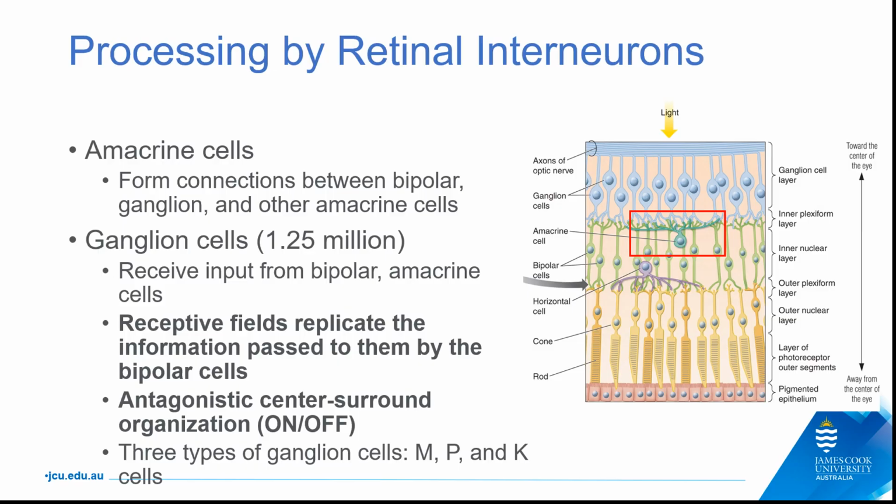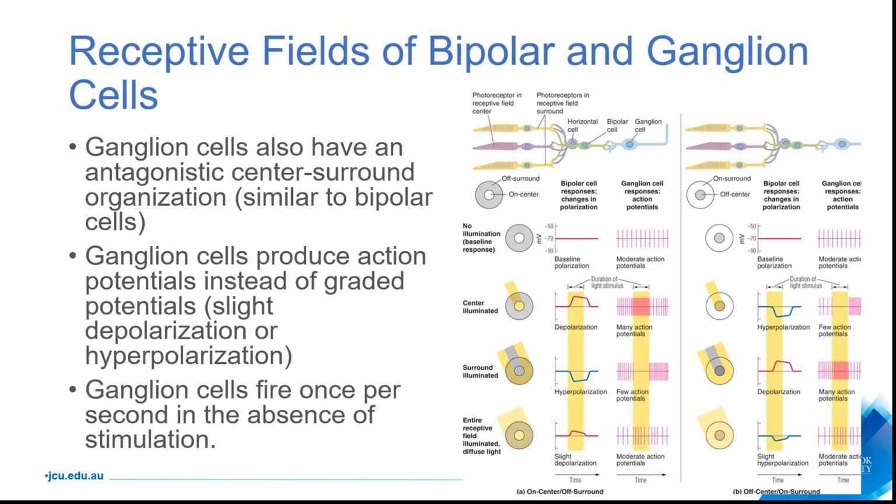Then we have three kinds of ganglion cells: M, P, and K cells. I'll elaborate on them later. We have this very colorful diagram showing the receptive fields of bipolar and ganglion cells. The bipolar cells also have this antagonistic center-surround organization. This is the third time I'm saying this. However, ganglion cells produce action potentials, not graded potentials. Graded potentials are just slight depolarization or slight hyperpolarization, not strong enough to become an action potential.